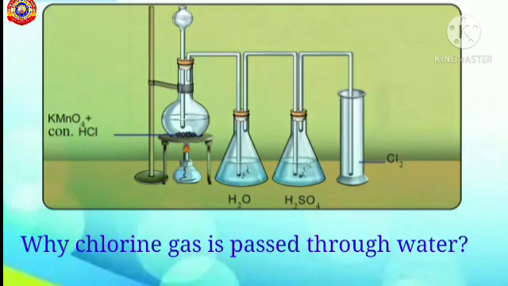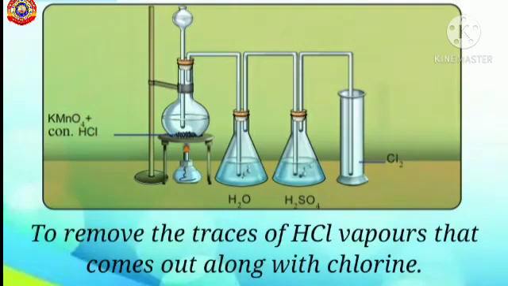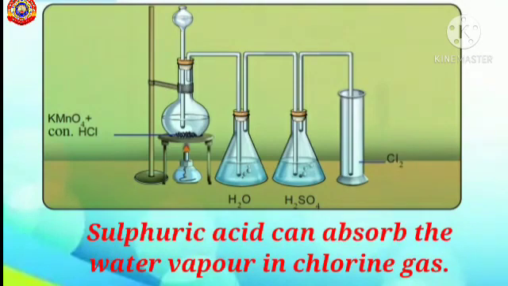Do you know why this chlorine gas is passed through water? It's to remove the traces of HCl vapors that come out along with the chlorine. Did you see? The gas that comes out from the water is allowed to pass through concentrated sulfuric acid. Why is it so? It's because concentrated sulfuric acid can absorb the water vapor present in the chlorine gas. Understood?